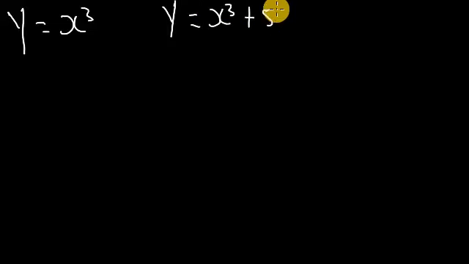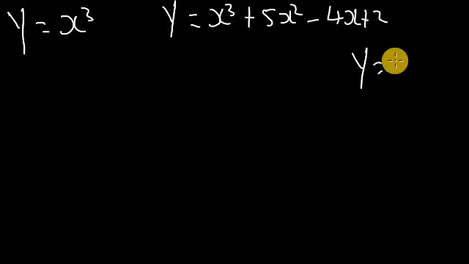So when you have y equals x cubed, or you have y equals x cubed plus 5x squared minus 4x plus 2, or you have y equals x to the power of 5 or 7. Once the leading term's power is just odd, then this is how you are going to find its range.